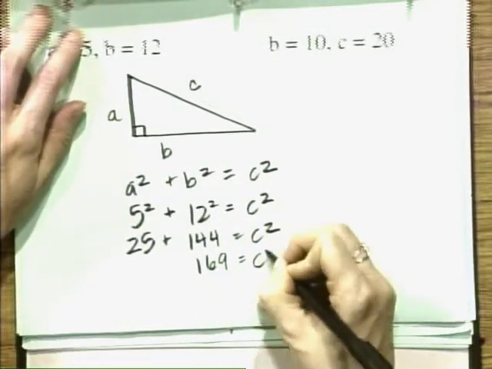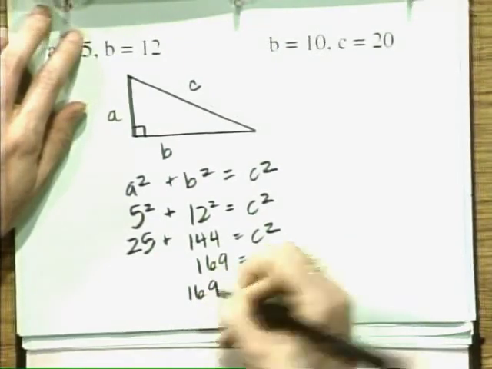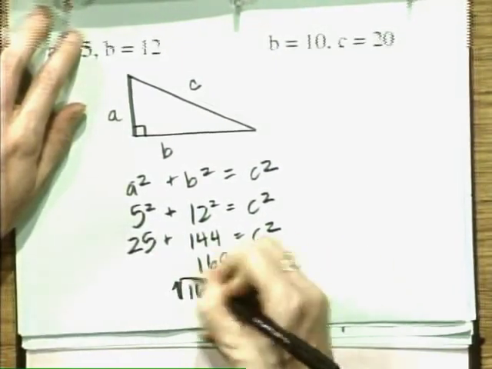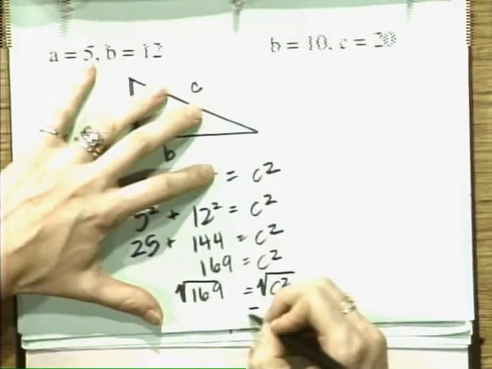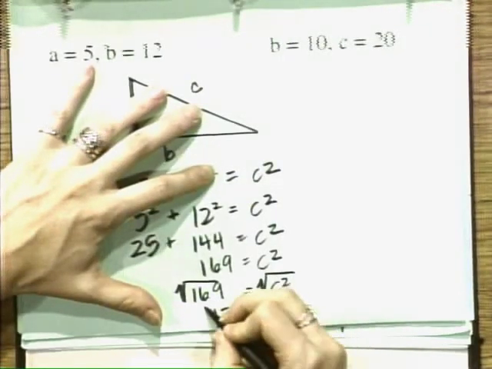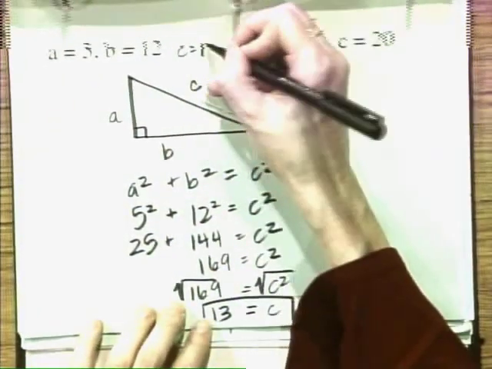169 is c squared. We have to take the square root of each of these. And normally we'd have to do our plus or minus, but could a side ever be negative? This could not be a negative. So at this point, it is just 13. We figured out this is 13. C is 13. Very nice.